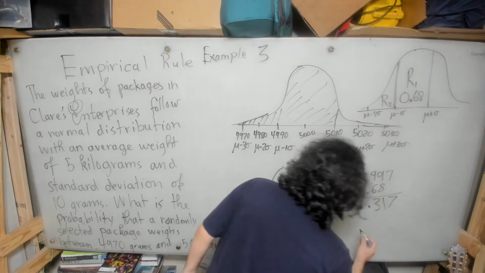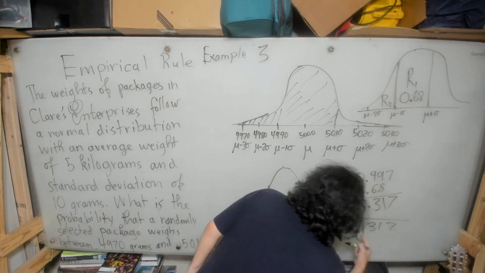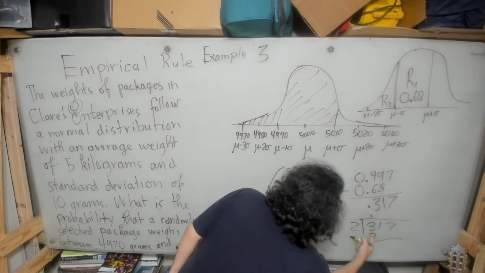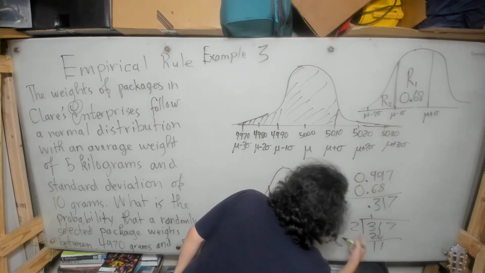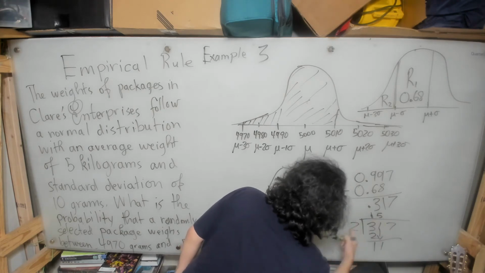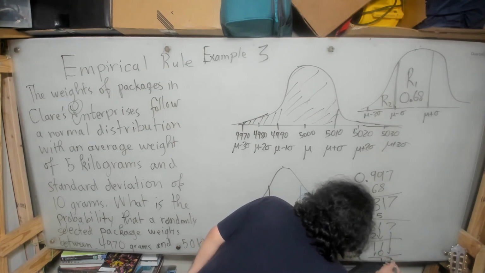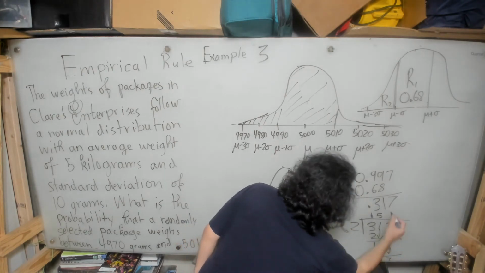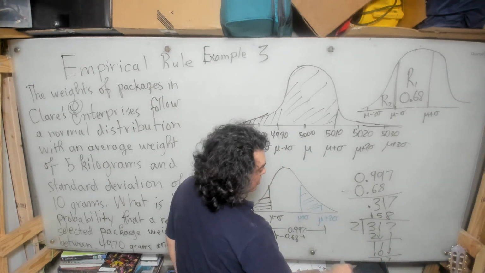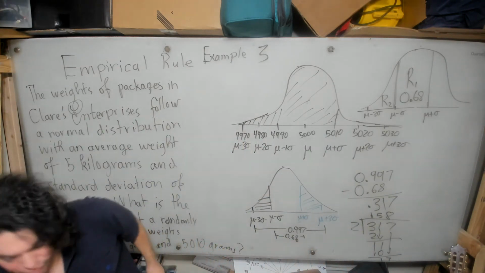Two goes into 3 once. 1 times 2 is 2. 3 minus 2 is 1. I bring down this 1. 2 goes into 11 5 times. 5 times 2 is 10. 11 minus 10 is 1. I bring down the 7. 2 goes into 17 8 times. 8 times 2 is 16. 17 minus 16 is 1. I kind of went off the paper there, so let me do that over here.